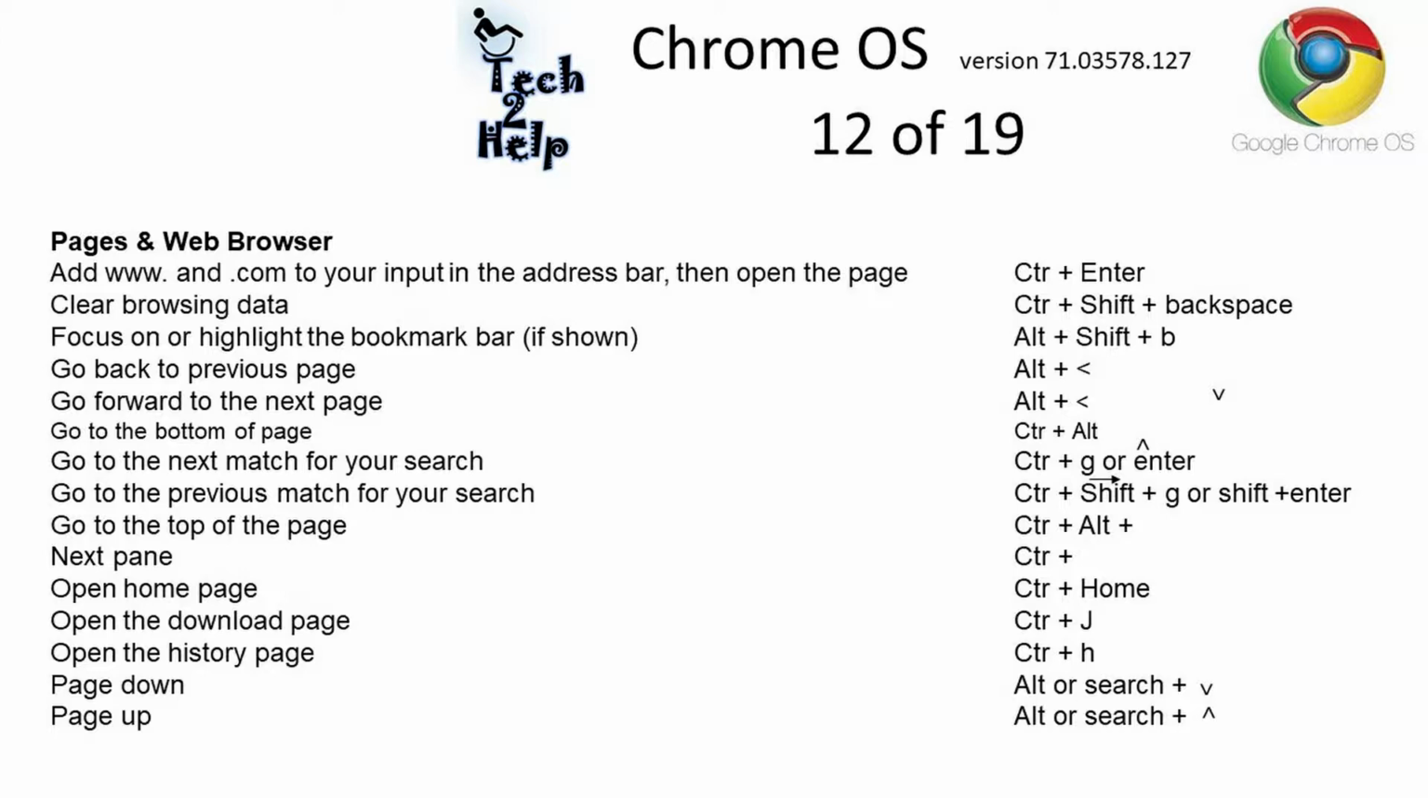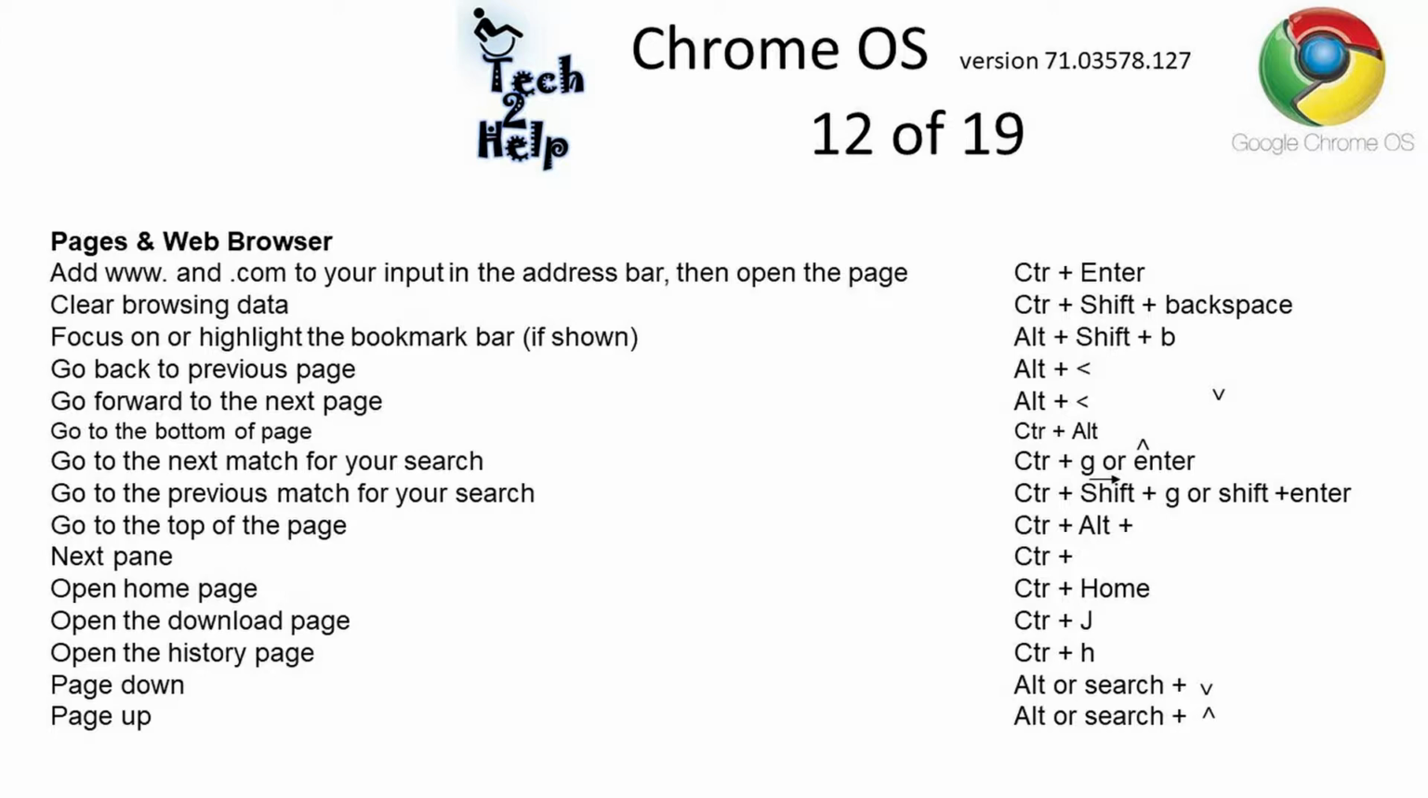Go to the bottom of page: Ctrl plus Alt plus down arrow. Go to the next match for your search: Ctrl plus G or Enter. Go to the previous match for your search: Ctrl plus Shift plus G or Shift plus Enter. Go to the top of the page: Ctrl plus Alt plus up arrow. Next pane: Ctrl plus right arrow. Open home page: Ctrl plus Home.